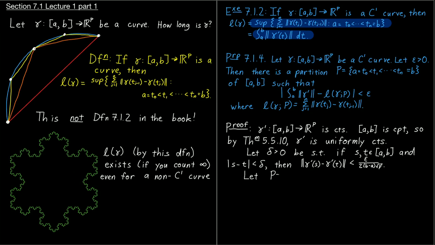Let's let P be any partition of our interval [a, b], and we're going to say we don't want any partition, we want the partition to, in addition, satisfy that tj is less than or equal to tj minus 1 plus delta for all j.